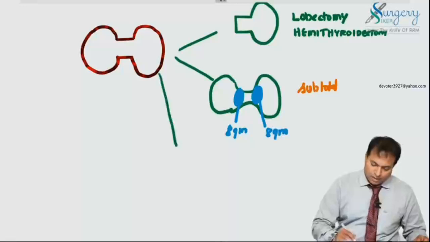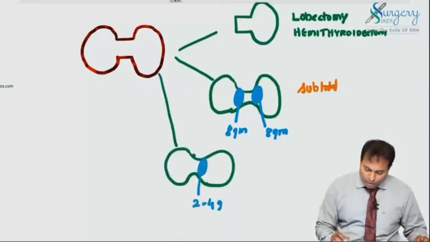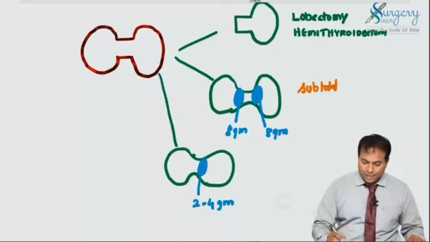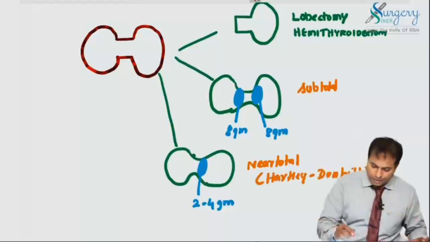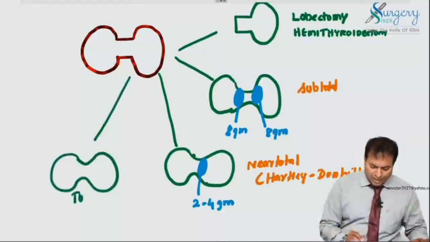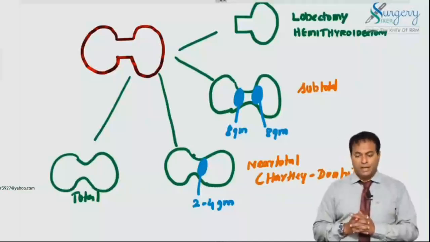Another surgery is one in which we remove the thyroid gland, leaving 2 to 4 gram of tissue on only one side. This is known as near total thyroidectomy, also known as the Hartley-Dunhill procedure. Removing everything, not leaving anything behind, is known as total thyroidectomy. So these are the 4 types of thyroidectomy surgeries we do: lobectomy, subtotal thyroidectomy, near total thyroidectomy, and total thyroidectomy.